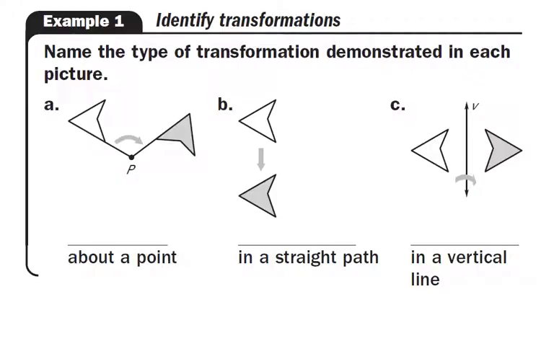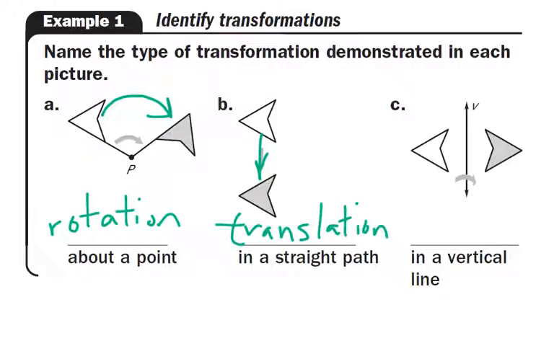Okay, so these three, they just want to know what types of transformations they are. If we look at our first example here, you'll see that quadrilateral is being rotated about point P. That is a rotation. For B, we are sliding it. So sliding is a translation. And for the last one, you'll see that we have a mirror image on both sides. So mirror image is a reflection.